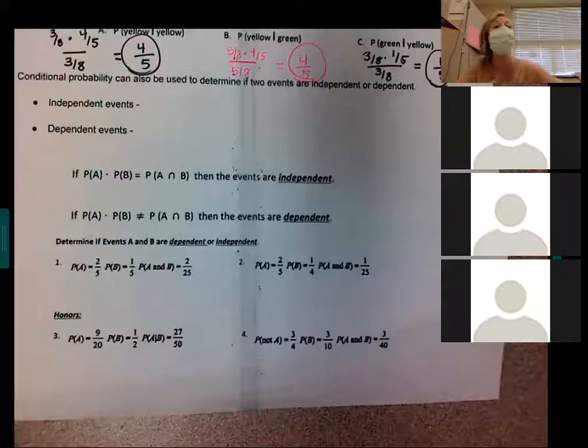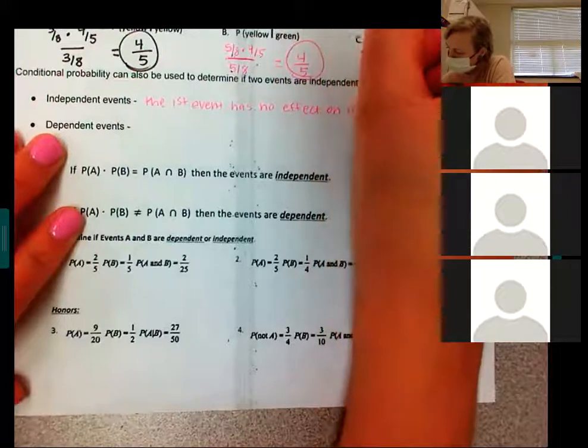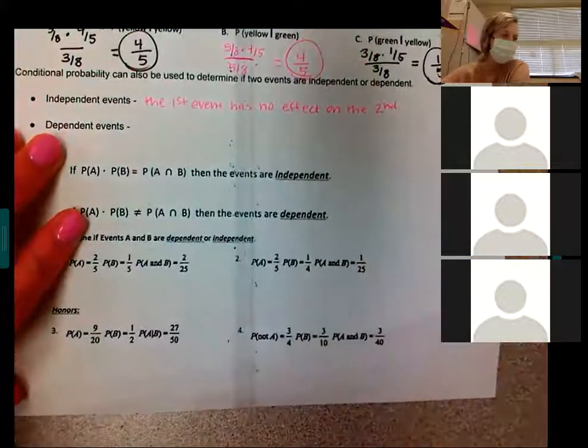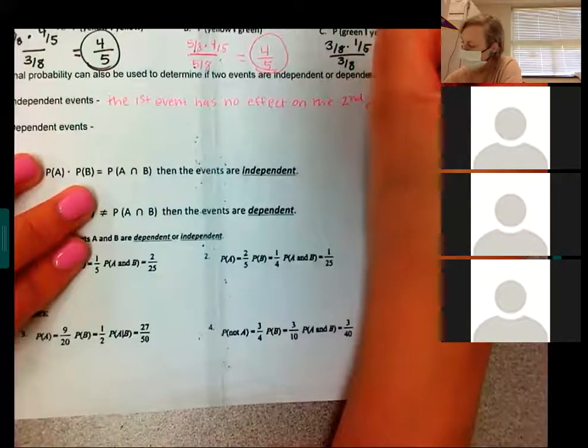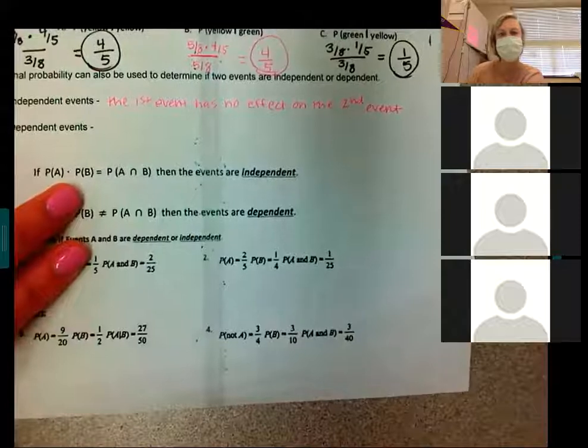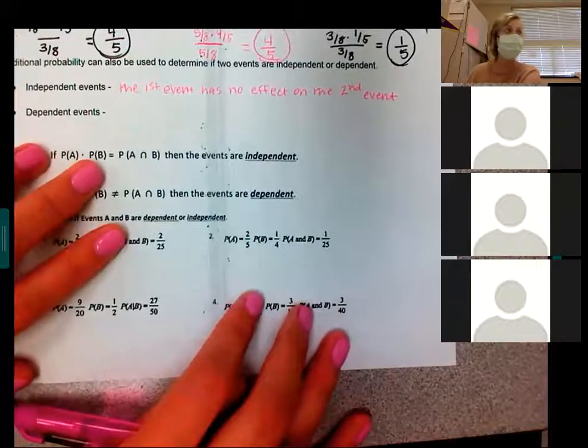Okay? So independent events, if you are writing at home, you're going to want to write this. Independent events are just events where the first event has no effect. Would that be E or A? I think it's E. No effect on the second. I know that's small. If you need me to read it to you, I can.